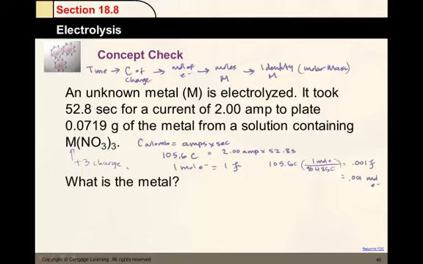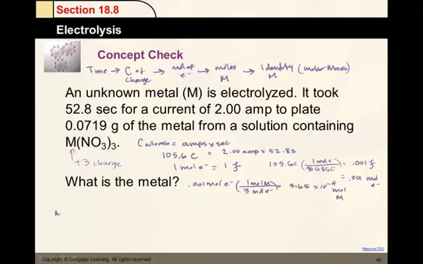Because it's a +3 charge, if there's 0.001 moles for 1 electron, there's going to be 3 times as many, or 1/3 actually, moles of M. So we have 0.001 moles of electrons. Remember, in 3 moles of electrons, there's 1 mole of the metal M, which gives us 3.65 times 10 to the -4 moles of M.